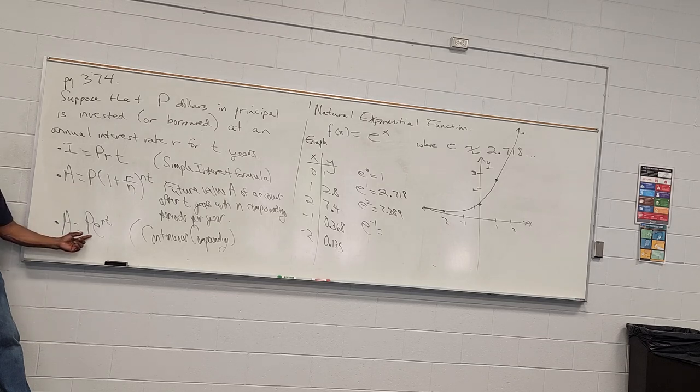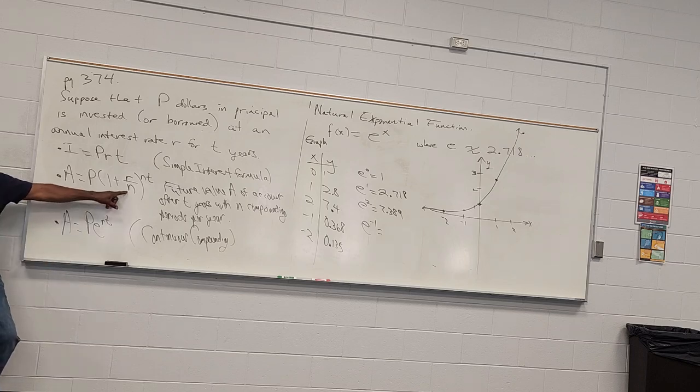This is interest compounded continuously. And so now this is that exponential growth because I see e to the RT power. So this would be the formula for continuous compounding interest. And the more you compound interest, the more money you earn if you are the lender, and the more money you will pay if you are the borrower.